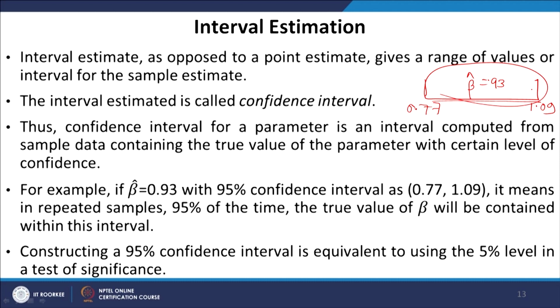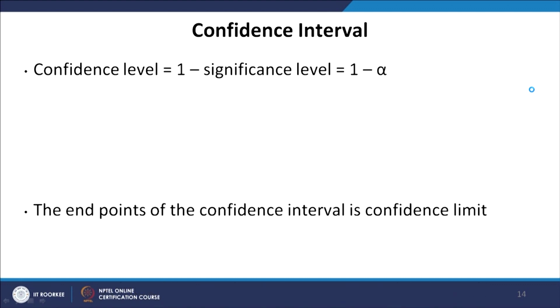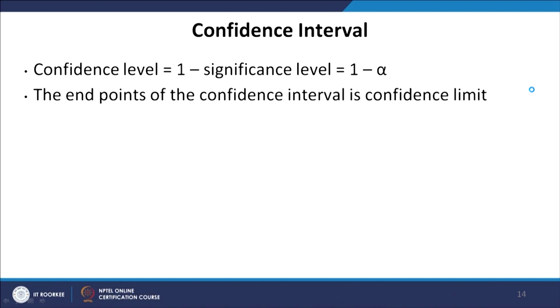A 5% significance level tells us the possibility of rejecting a correct null hypothesis, while a 95% confidence interval tells us that we can say with 95% confidence that the true parameter will actually lie within this interval. So, confidence level is actually equal to 1 minus significance level or 1 minus alpha. The endpoints of the confidence interval are the confidence limits.